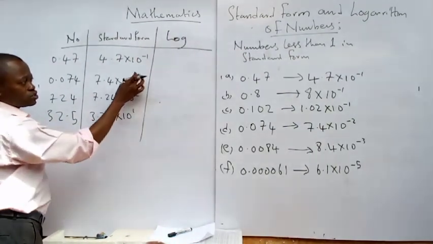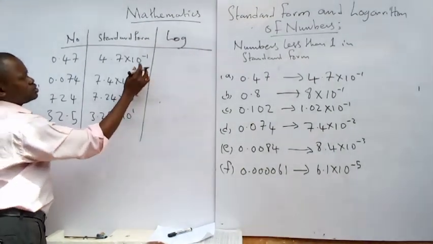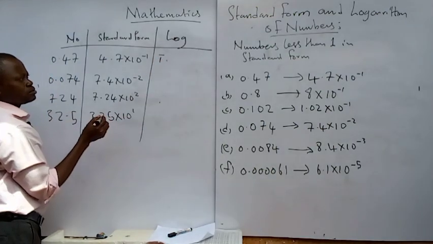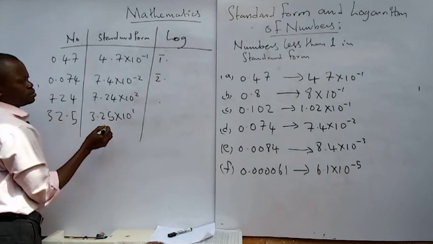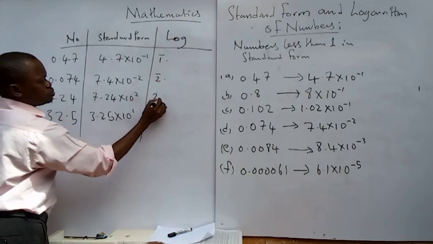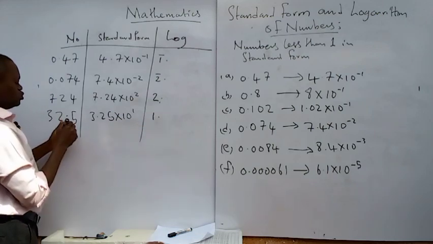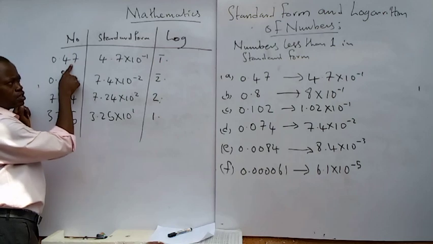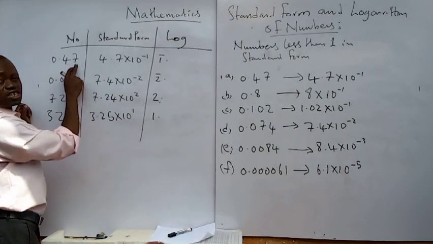But we express it in bar notation. So for those where the power of 10 is less than 1, this will be written as bar 1 point, and this will be written as bar 2 point, and this will be written as 2 point, and this will be written as 1 point. So assuming I'm looking for the logarithm of 0.47, the characteristics part will be bar 1, and the mantissa part will be 47 under 0.